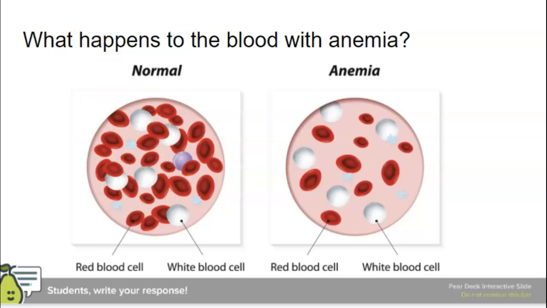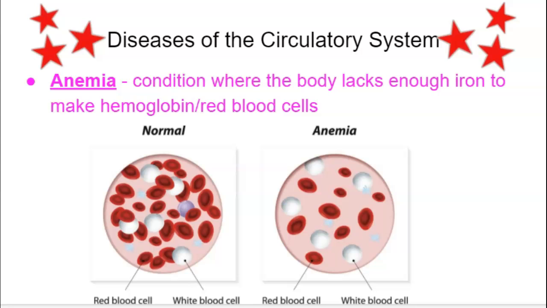And we're going to flip to the page in our notebook. Hopefully you titled a page in your notebook, Diseases of the Circulatory System. If you haven't made a page for that yet, flip to a new page. You can title it Diseases of the Circulatory System. And while we go throughout this unit, we're going to be coming back to this page and adding on diseases.